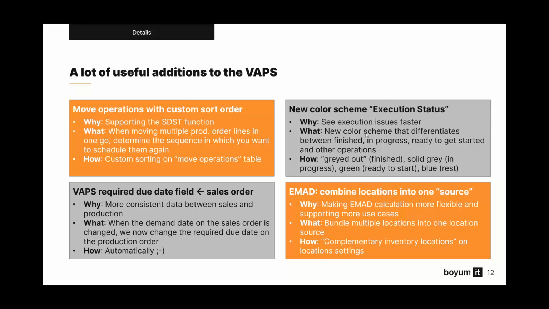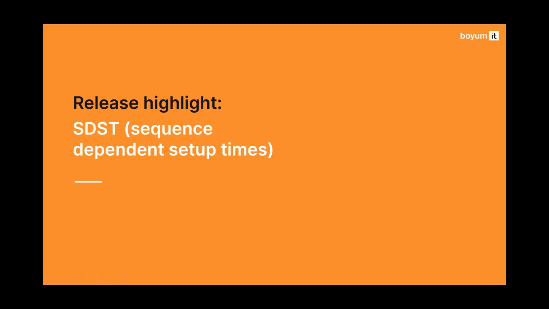No, it won't. We need the reservation, because without a reservation, we do not know which production order is meant to serve which demand from a sales order. So with this integration between sales orders and production orders, we really rely on having reservations. If you have further questions on this, then I suggest we take it offline, because I just wanted to give this as a brief overview of what we built in addition to the SDSD function, the sequence dependent setup times function, which is definitely the release highlight.